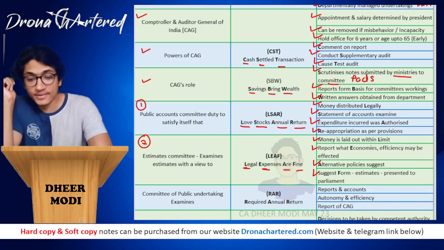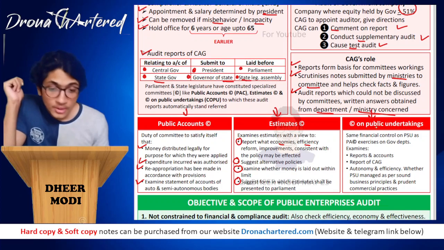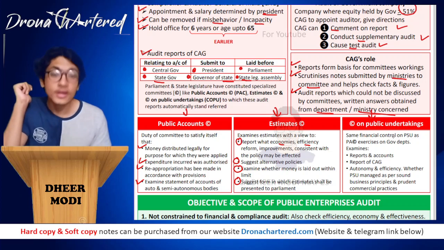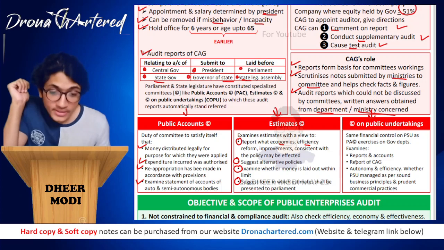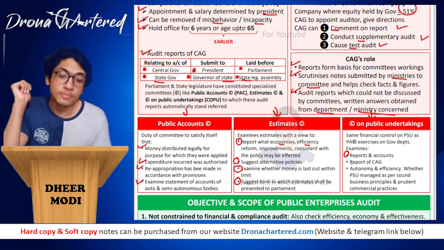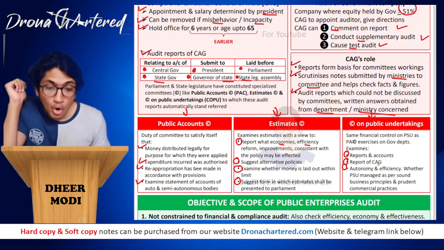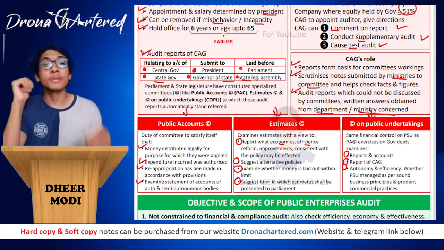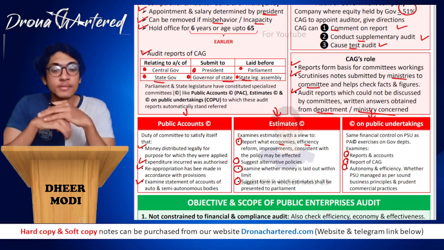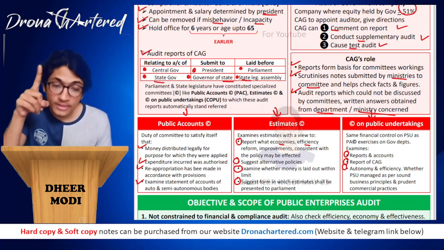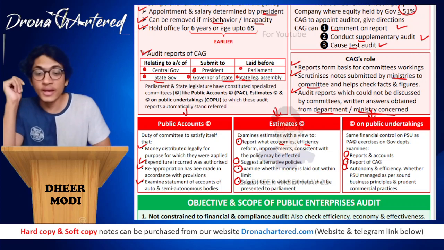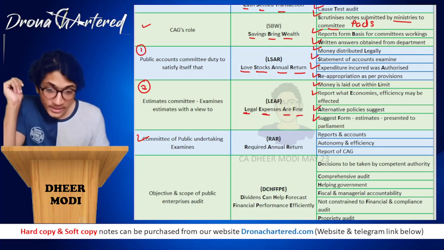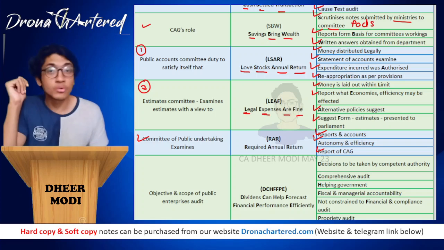Okay. Next is your committee on public undertaking. So the same financial control on PSU as the PAC exercises on government departments. That is your same as per PAC. Now what all does this examine? It examines reports and accounts, reports of CAG, autonomy and efficiency, whether the PSU is managed as per sound business principles and prudent commercial practices. That means whether the business is being conducted as a normal rational man would, or is it not. So they examine reports and accounts, reports of CAG, and third is your autonomy and efficiency. So Committee on Public Undertaking examines your RAR: reports and accounts, autonomy and efficiency, and reports of CAG.